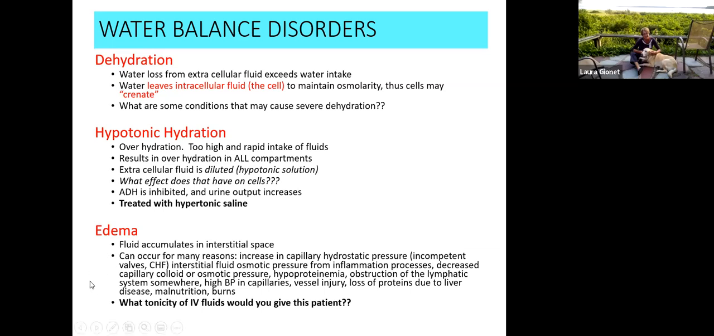Edema is when fluid accumulates in interstitial spaces, and it can occur for many reasons. Increasing capillary hydrostatic pressure, or maybe incompetent valves, not only in veins, but in congestive heart failure. The interstitial fluid osmotic pressure from inflammation processes can cause this. Decreased capillary colloid or osmotic pressure, which means, remember we talked about albumin, maintaining an osmotic gradient in blood.